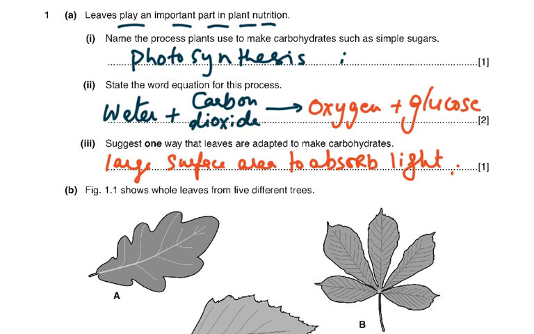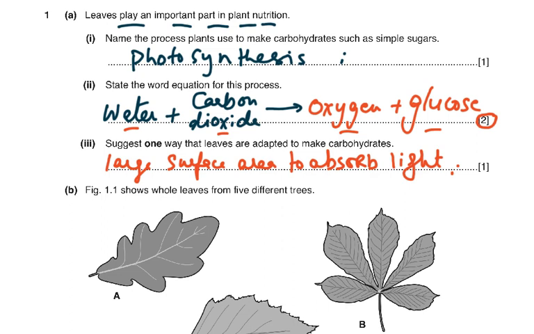So the process to make carbohydrates is photosynthesis, and you need the word equation, not the chemical one. Water plus carbon dioxide got you 1 mark. Oxygen and glucose got you a 2nd mark. There are 2 marks for this.